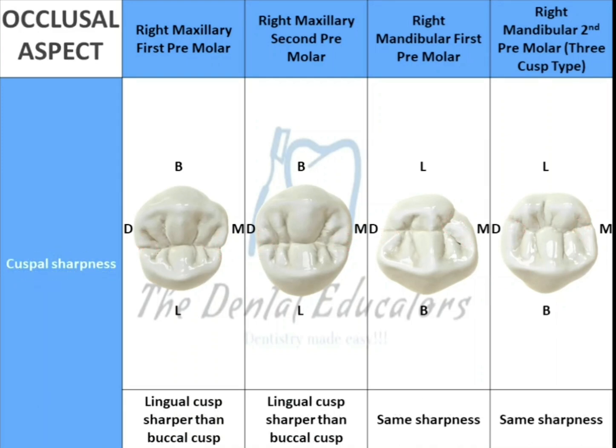Let us observe the cuspal sharpness for the maxillary and mandibular premolars. In the maxillary first premolars, the lingual cusp is observed to be sharper in comparison to the buccal cusp. Similarly, for the maxillary second premolars as well, the lingual cuspal tips are sharper than the buccal cusp tips. But on observing the mandibular premolars, the sharpness of the buccal and lingual cuspal tips for both the mandibular first and second premolars is nearly the same.